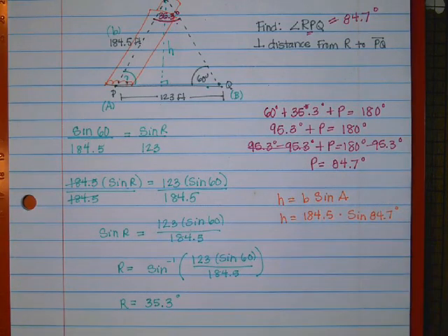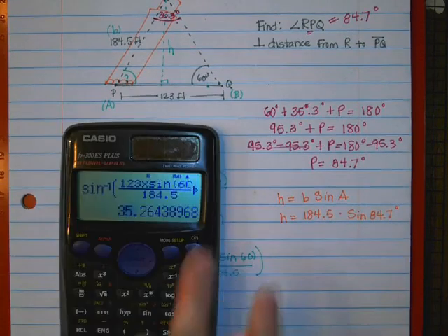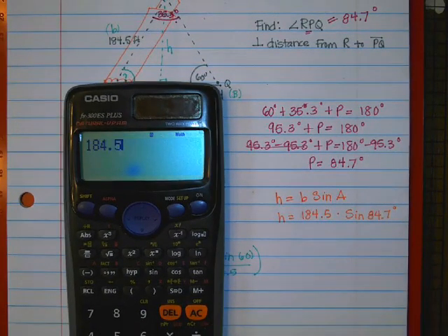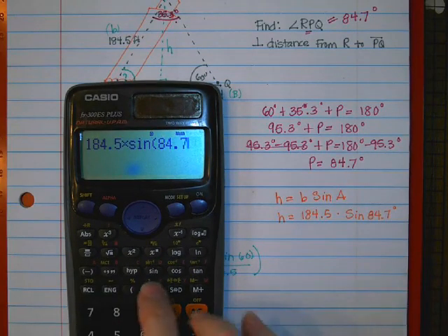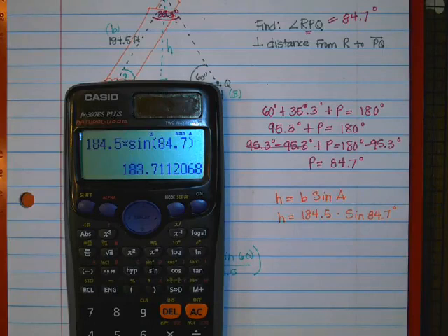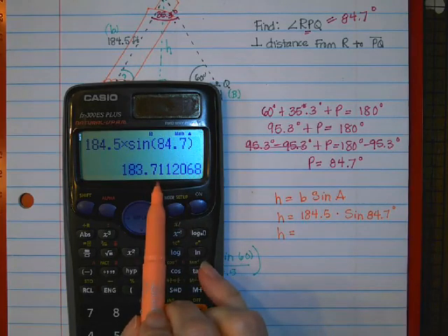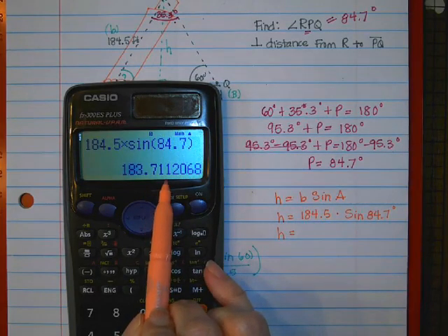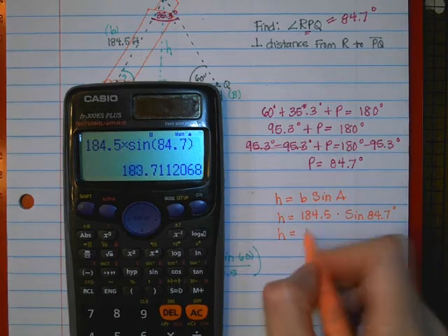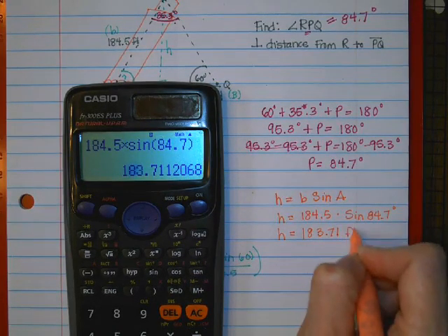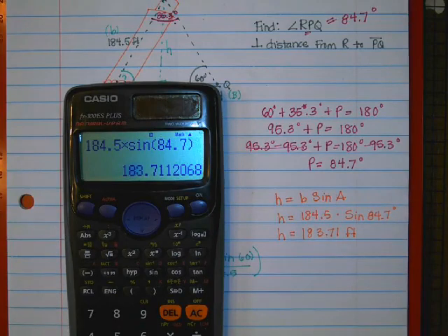So all we have to do is put in our calculator, figure that out, is 184.5 times the sine of 84.7, close it out, and then we're going to round this to 2 decimal places because this is length. So 2 decimal places is a 71. To the right is a 1, which is not 5 or bigger, so it stays 183.71 feet.